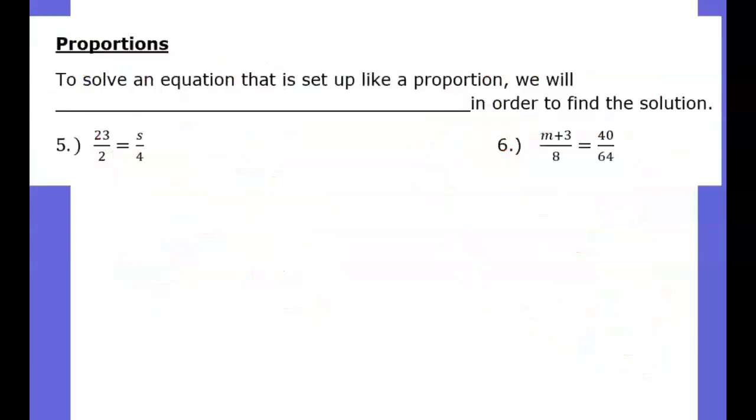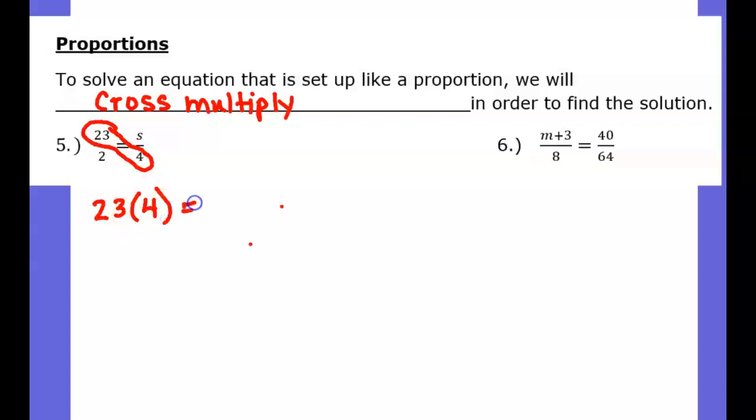All right, so the other part of the lesson was solving proportions. And if we want to solve an equation that's set up like a proportion, we will cross multiply. All right, so you guys did a little bit of this last year with one-step equations. So number 5 is an example of what you should kind of remember from last year. So to cross multiply, we take the numerator of one of the fractions times the denominator of the other. In this case, 23 times 4. And we set it equal to 2 times s.